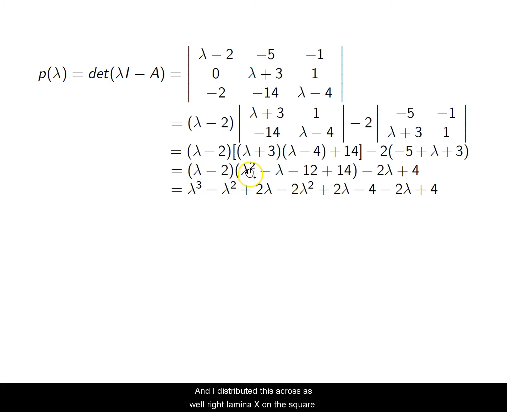Okay, this next line, I added this together, that gets me 2, and I distributed this across as well, right? Lambda times lambda squared, lambda times the negative lambda, lambda times the positive 2 that I would have here is the 2 lambda, negative 2 lambda squared, plus 2 lambda, and then this would be a positive 2, and my negative 2, which is where I got the negative 4, right? And then this negative 2 lambda plus 4. So then now all we have to do is combine like terms, so the lambda squares and the regular lambdas, and then as you can see here, this minus 4 and plus 4 will disappear, and I have this polynomial.